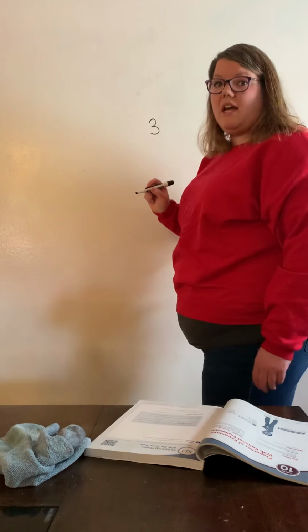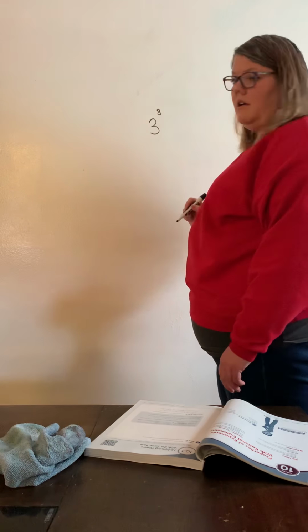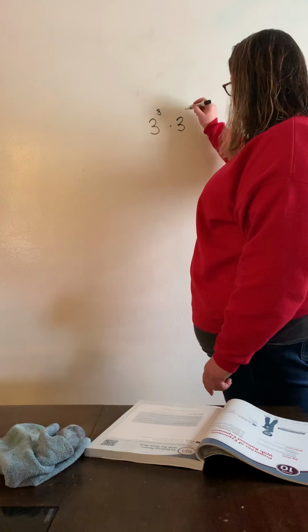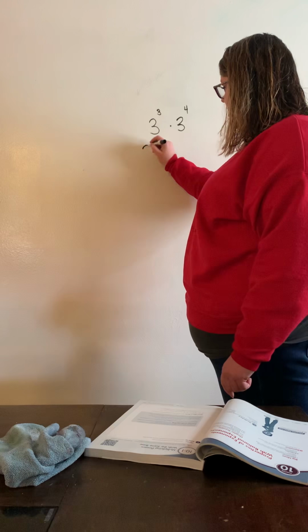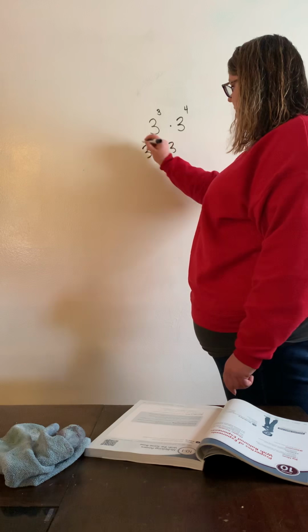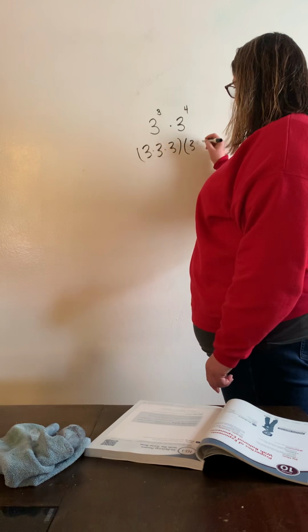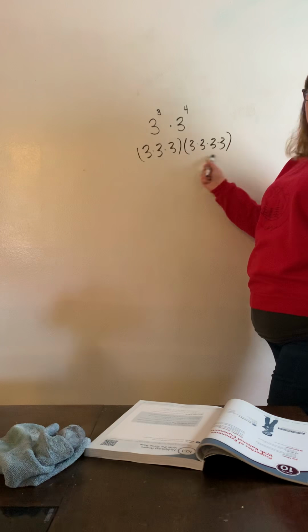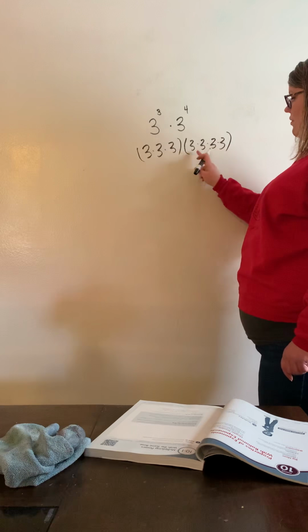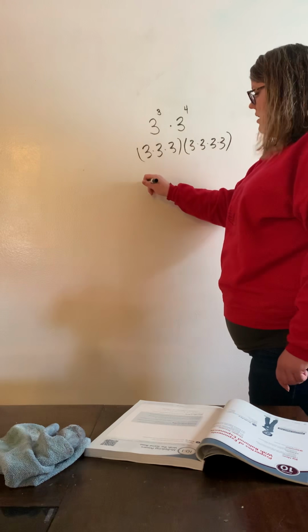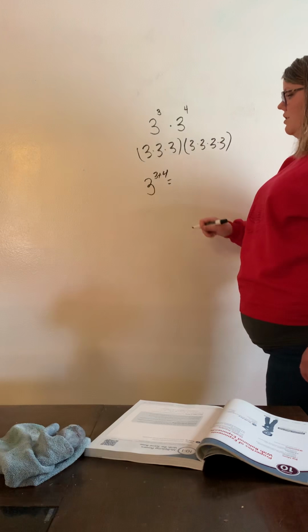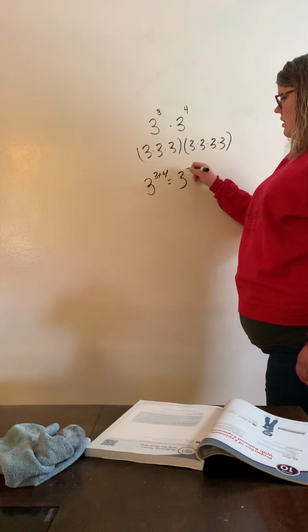So if I have 3, now instead of to the x, I say to the 3rd power, and I multiply this by the same base, 3, to the 4th power. This is 3 times 3 times 3, that's my first set. This would be 3 times 3 times 3 times 3. When I'm multiplying them all together, I see that I have 1, 2, 3, 4, 5, 6, 7 3's, which is the same as 3 to the 3rd plus 4, which is 3 to the 7th.